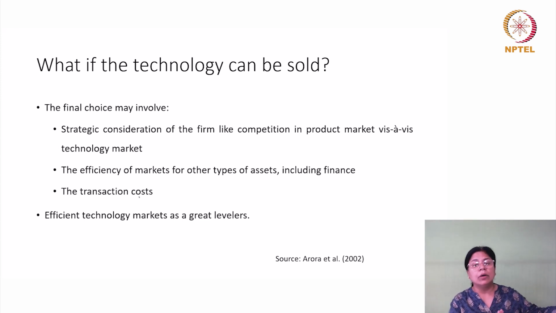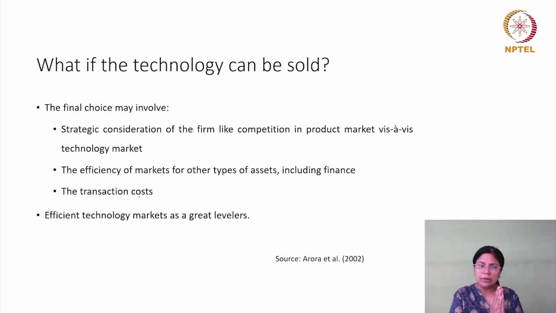Or we now get into production of this particular product, and you realize that in one of these categories the competition is less. But now you also need various other types of asset to support that activity. So what about the efficiency of the market in those cases? For example, finance and other transaction costs that will be engaged. So clearly the companies will have to make a strategic consideration.